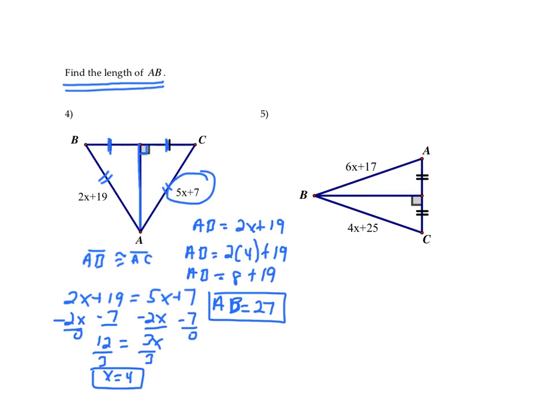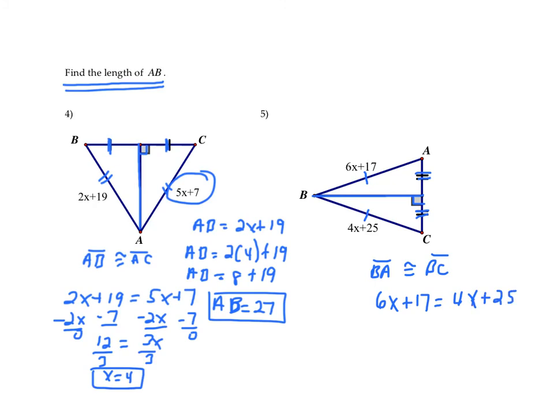Okay, in our last example, if we check it out, we have point B on this line segment. It is perpendicular to AC. It bisects AC. So since B is on the perpendicular bisector of a segment, it's equidistant from the two endpoints of the segment. And that means that BA is congruent to BC. So we can set 6x plus 17 equal to 4x plus 25. So let's solve for x.